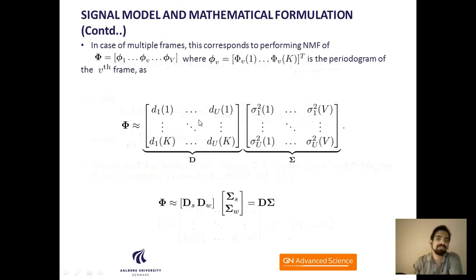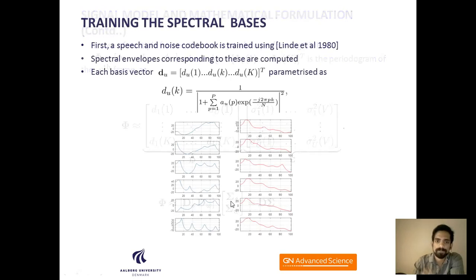So in case we observe multiple frames, this corresponds to performing non-negative matrix factorization of this matrix phi, where the vth column phi v is the periodogram of the vth frame, as shown here. And here we have regrouped the spectral basis matrix as shown here, where this matrix has the spectral basis matrix corresponding to the speech, and this corresponds to the noise. And similarly, the activation coefficients have also been grouped as shown here.